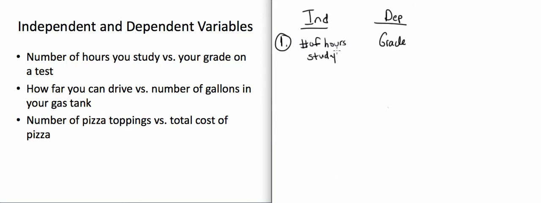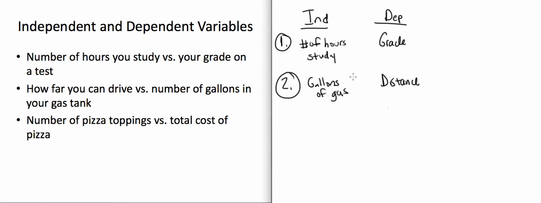Example 2: how far you can drive versus the number of gallons in your gas tank. Let's think about this. If any of you know anything about cars, you know you need to have gas in your car to go. So for this example, how far you can drive depends on how much you have in your tank. If you don't have much in your tank, you ain't going very far. So the dependent variable here is the distance driven, and the independent variable is the gallons of gas.